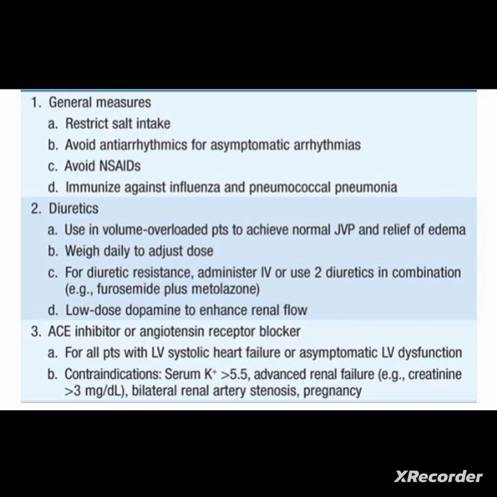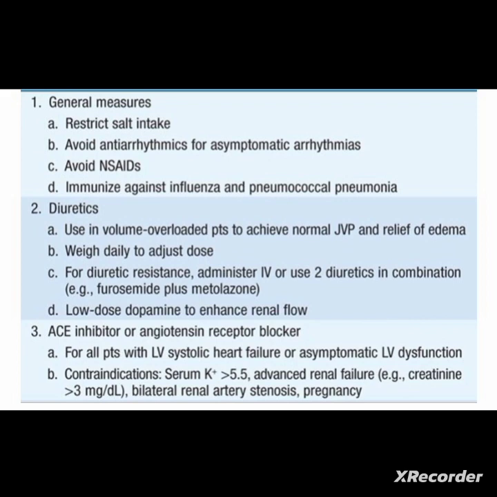Management of cor pulmonale includes general measures, that is restrict fluid intake and restrict salt intake, avoid antiarrhythmics for asymptomatic arrhythmias, then avoid NSAIDs, then immunize against influenza or pneumococcal pneumonia, because pneumonia and lung infections may cause cor pulmonale. So that's why we will immunize the patient.